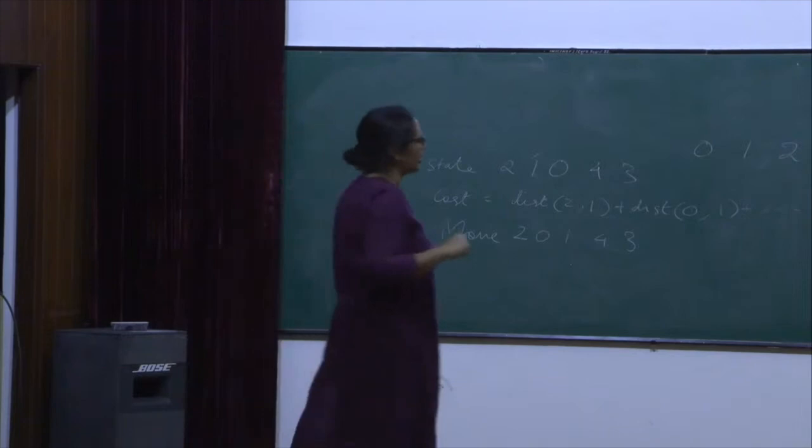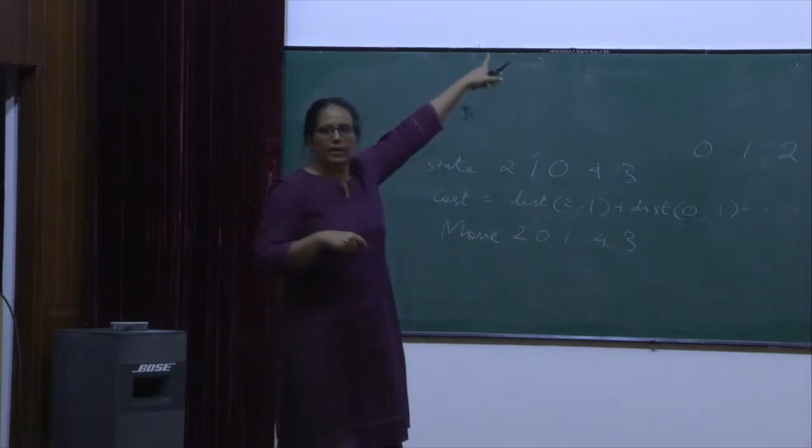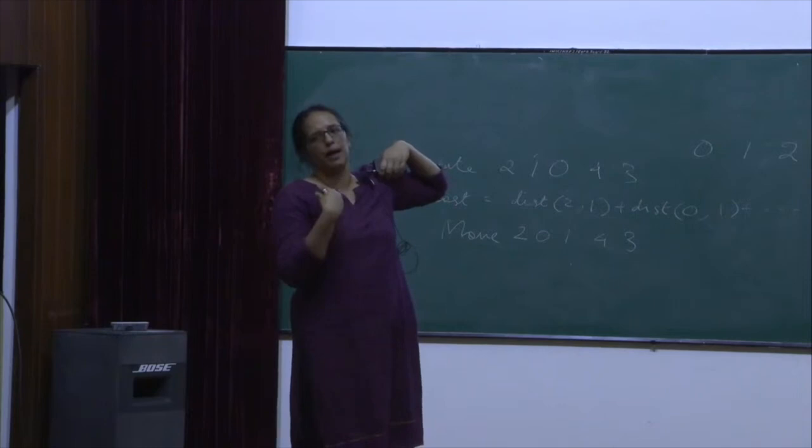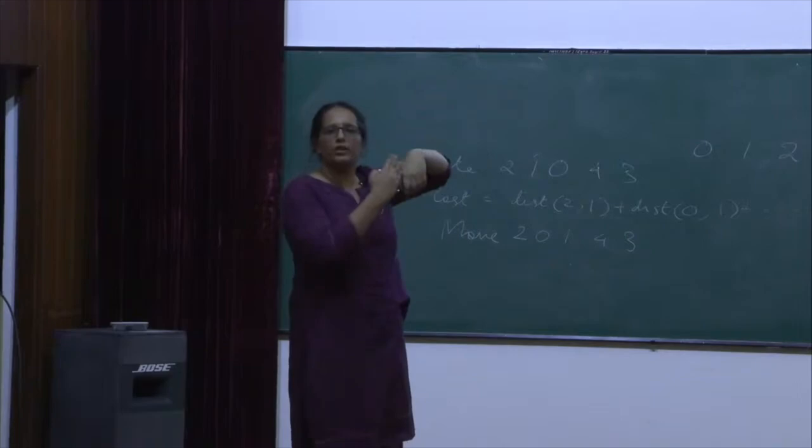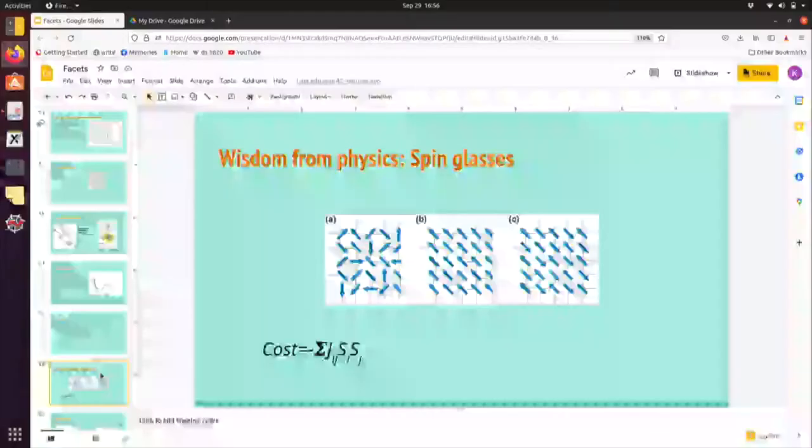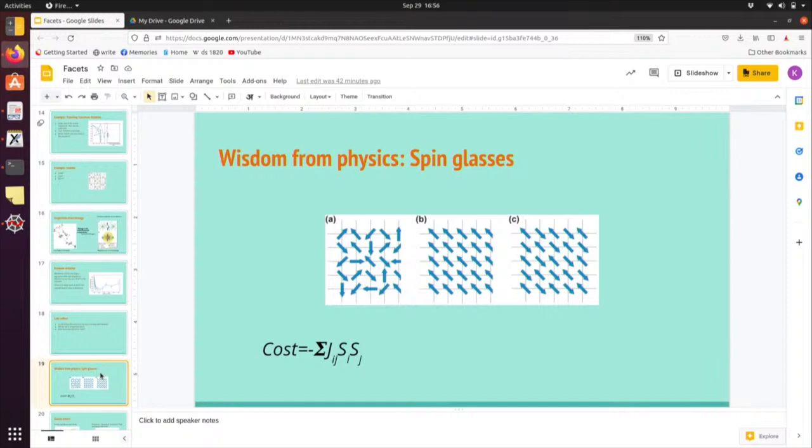So picture A over here is a ferromagnet, where the most favorable configuration is when all the spins are parallel. And picture B is an anti-ferromagnet, where every alternate spin has the opposite orientation. This is a sort of famous model in physics. It's called the Ising model, and people use it not just for magnets but for various things.